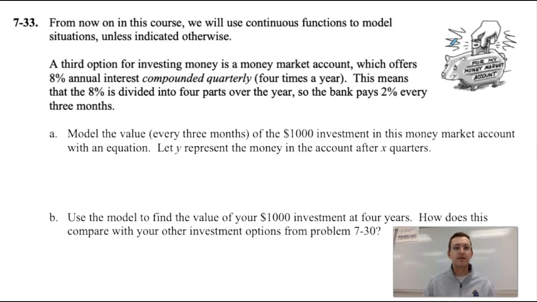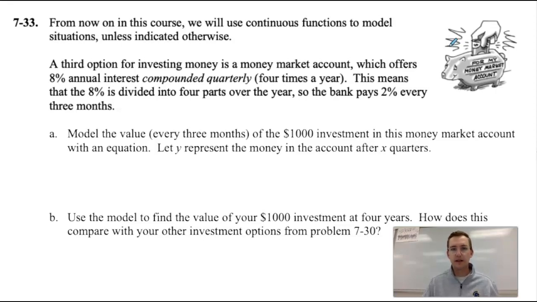A third option for investing money is a money market account, which offers 8% interest compounded quarterly. That means 4 times a year. So this means that 8% is divided into 4 parts over the year. So that means that the bank pays 2% interest every 3 months. So let's write a new equation that tells us how our money is going to grow if we're compounding quarterly when X is in quarters.